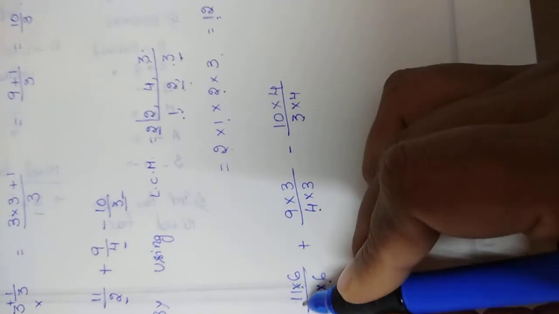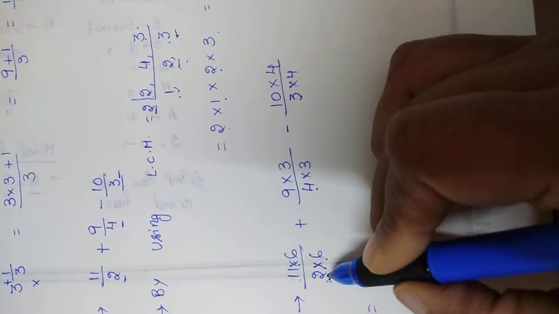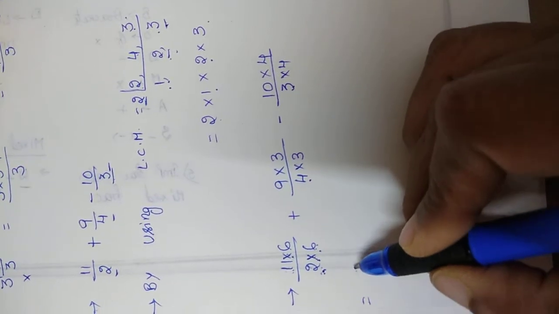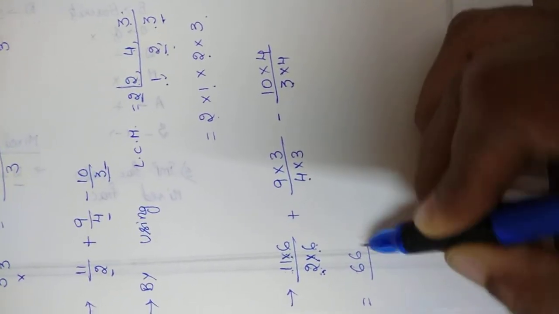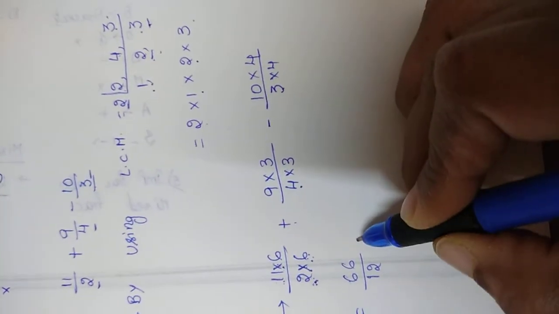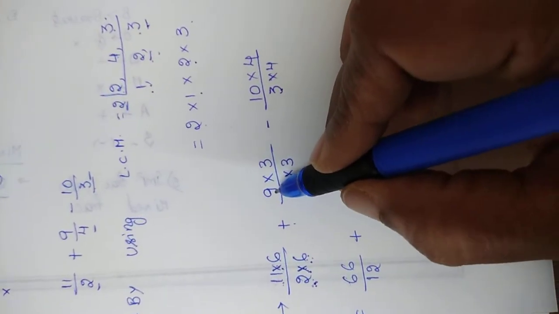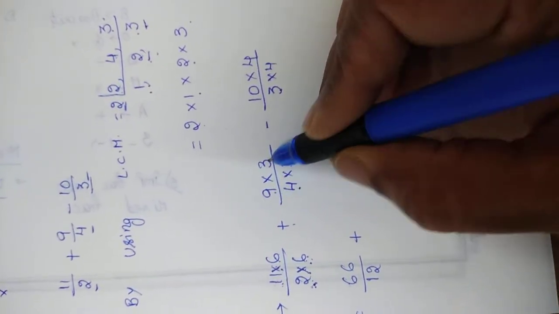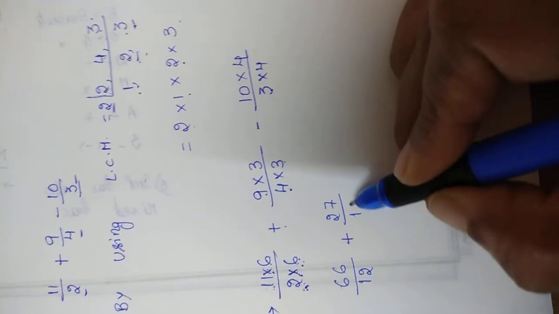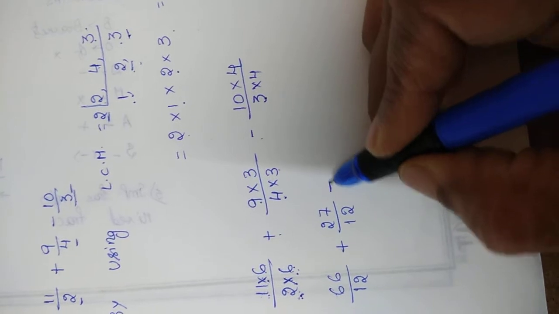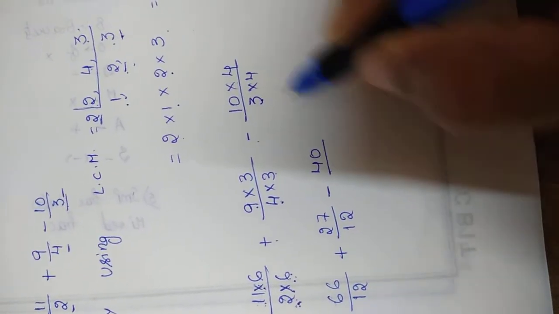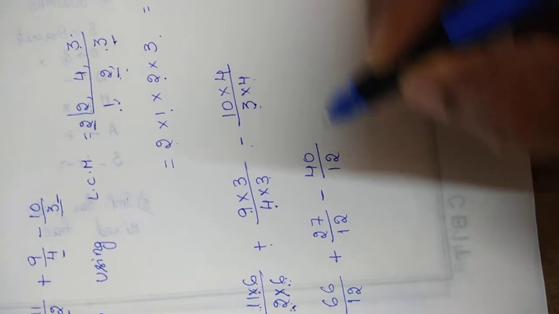Now simple thing, I just multiply the numerators as well as the denominators. So 11 6s are 66. 2 6s are 12. And whatever operators are there, I should not change, because the question is like this. 9 3s are 27. 4 3s are 12. And the next symbol is minus. 10 4s are 40. 3 4s are 12.